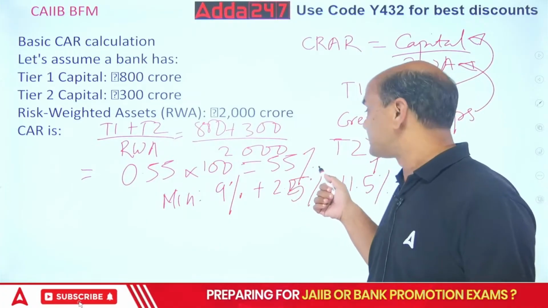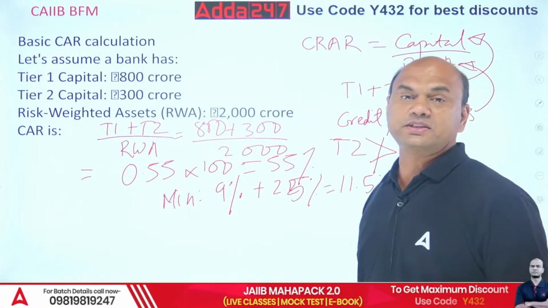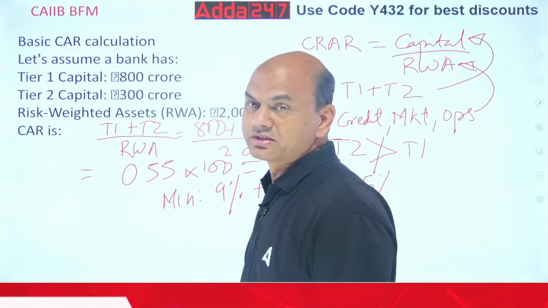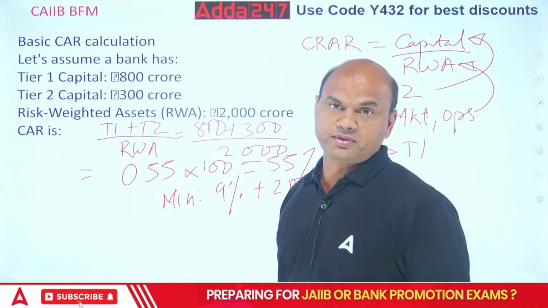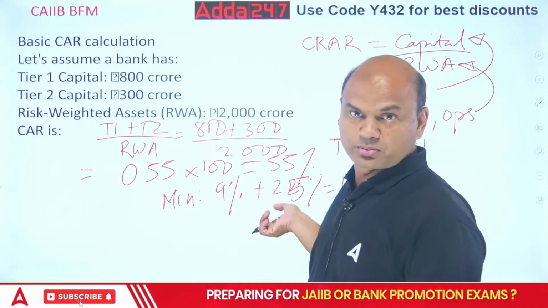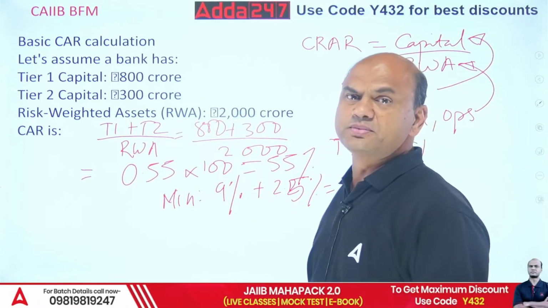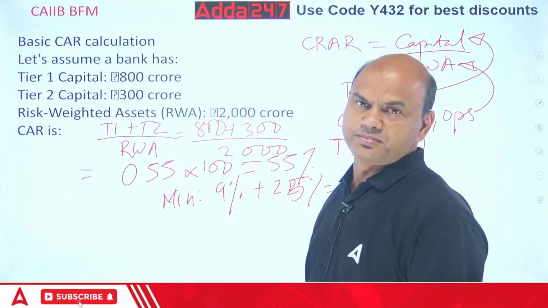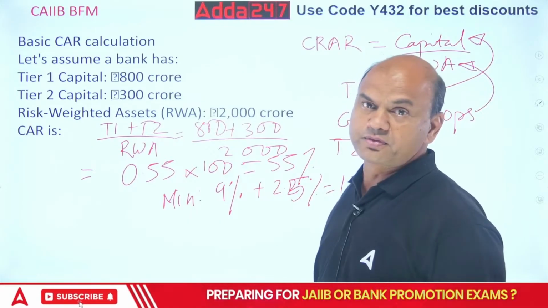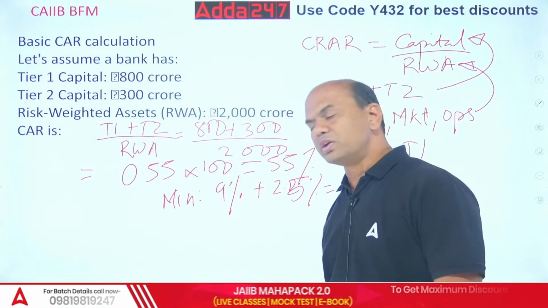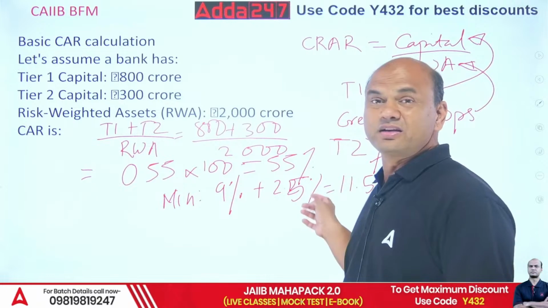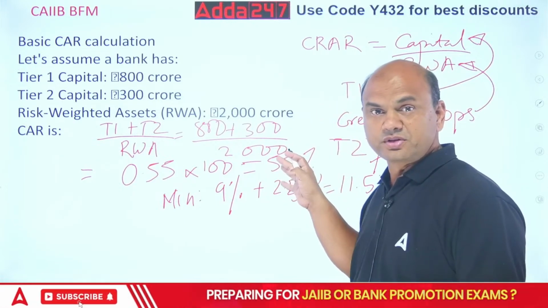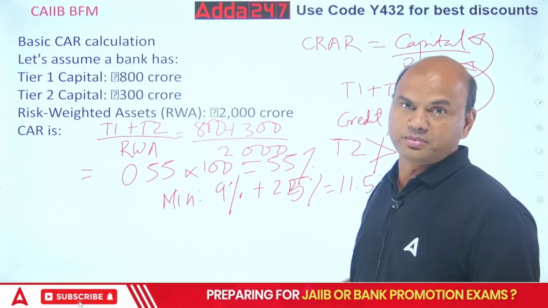Now 55% is a huge CRAR. What does RBI say? RBI says minimum CRAR should be 9% without CCB, and with CCB it should be an additional 2.5. What is CCB? We'll come to that. Okay, it's capital conservation buffer. This is an additional buffer which we have to keep. So totally it is 11.5%, but here I am getting 55%.